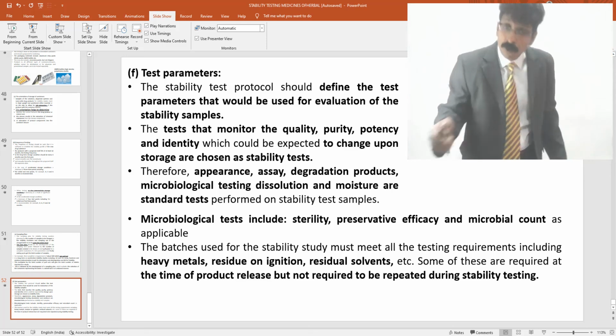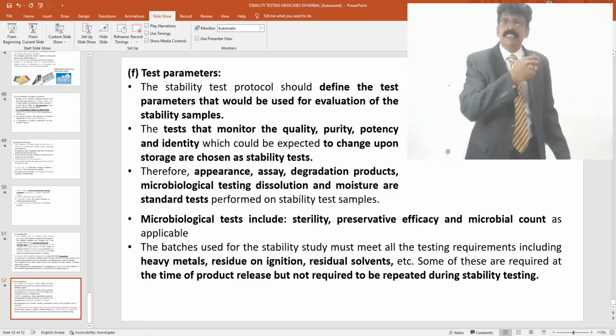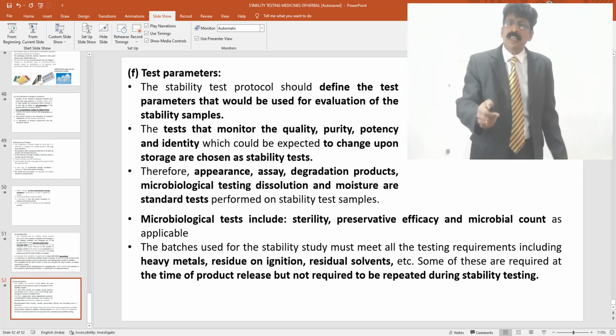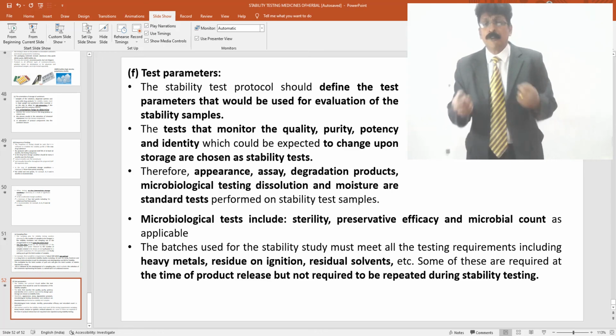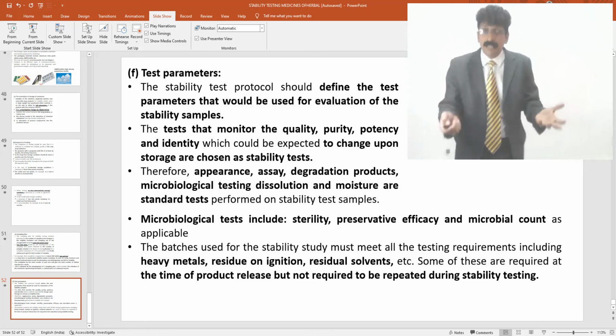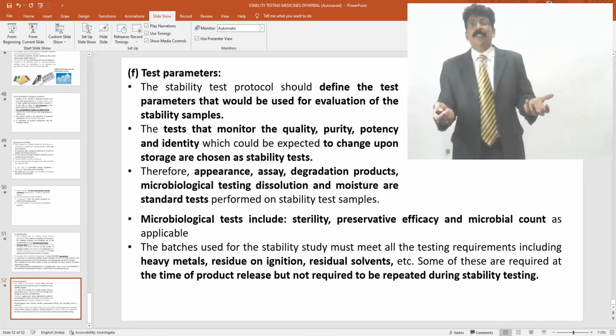So just read, just know the things. Some of the things which are not clear, please give me a comment. Please inform me freely, because if I have made any mistake, please inform me so that I will correct myself.